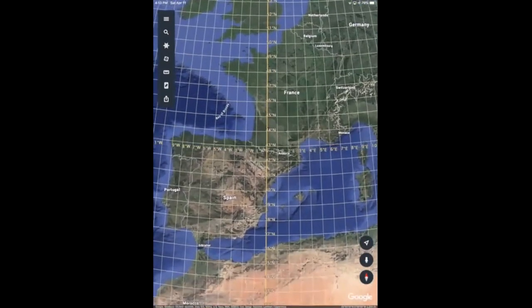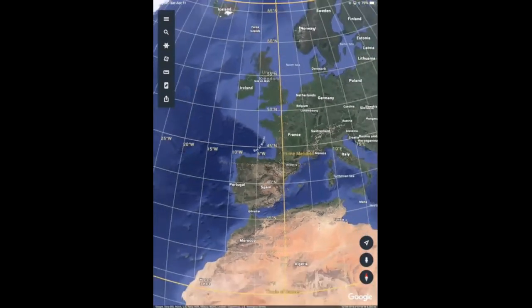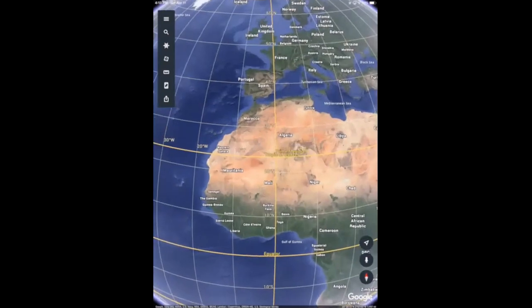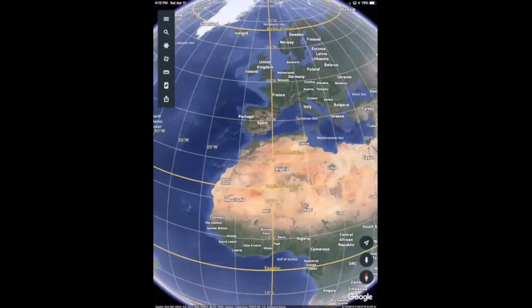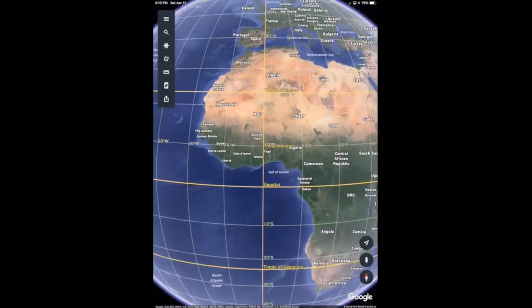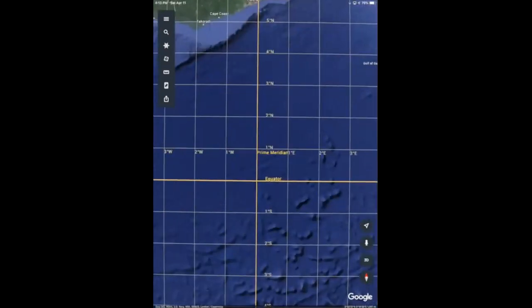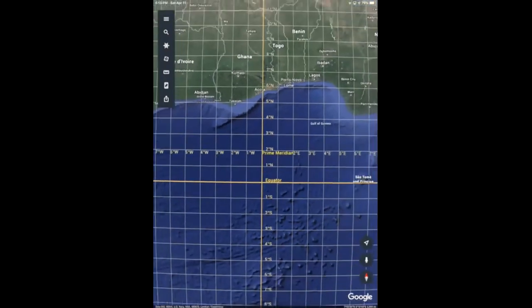So I want to zoom back out a little bit here, and we're going to look at what is the special thing that goes on. You see your prime meridian going all the way down through Europe and then in Africa. What happens when the prime meridian crosses the equator? Well, let's zoom in. Nothing.